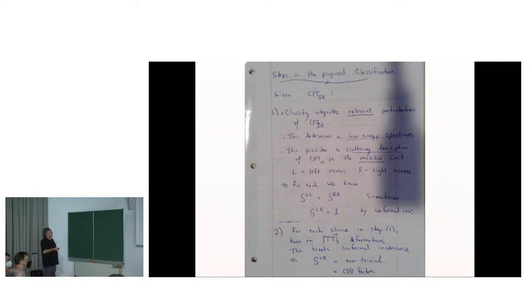Now for each of these choices, you turn on the higher irrelevant operators. This breaks the conformal invariance. So the left-right now becomes non-trivial. And it's known that it corresponds to a CDD factor. I think people know that. I forget what C stands for, Castillejo, but D is Dalitz and the other D is Dyson.